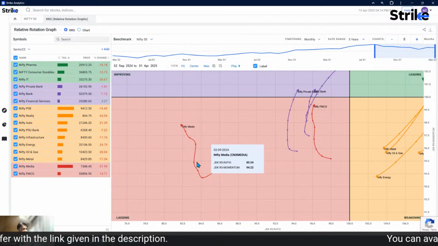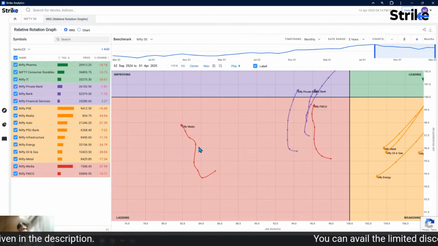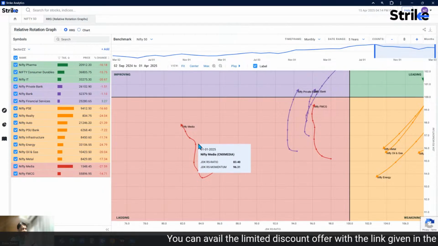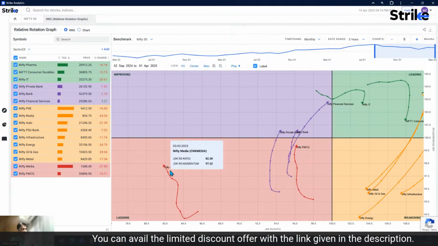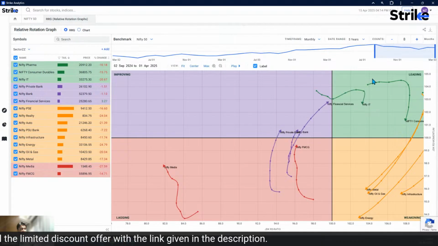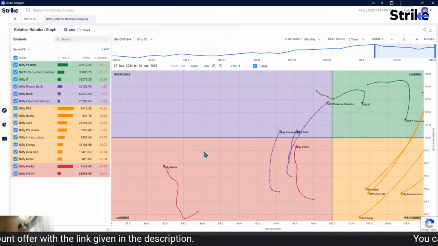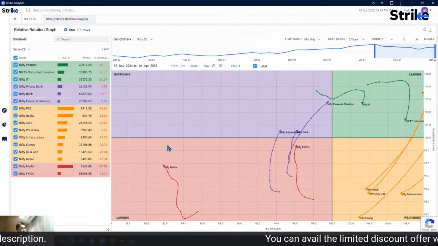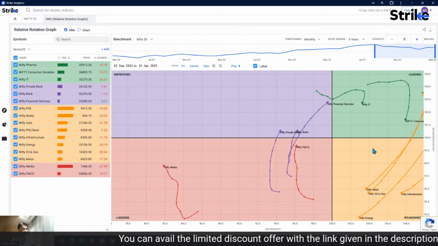Now look at media also. Media is still in the lagging. It's gaining momentum slowly and steadily, but not lucrative enough for me, because it will not come into the leading quadrant. So if I want to find some multibaggers, I'll have to wait a lot, and at least wait for media to come up over here in the improving quadrant, and probably turn northeast.